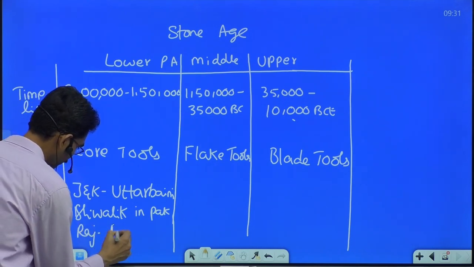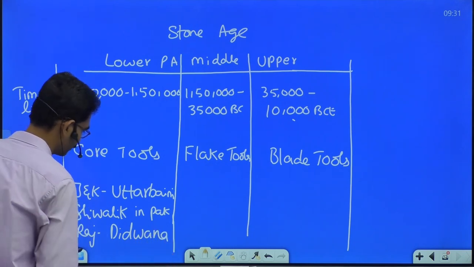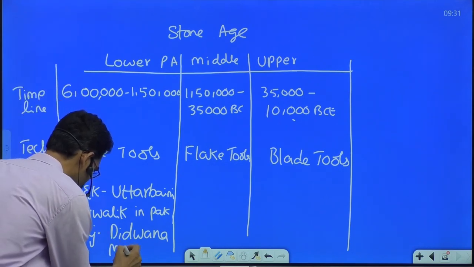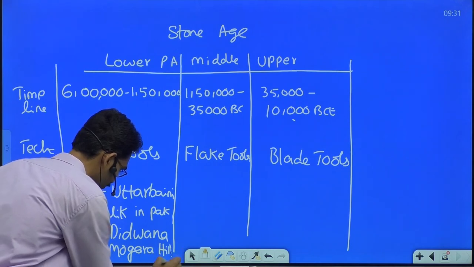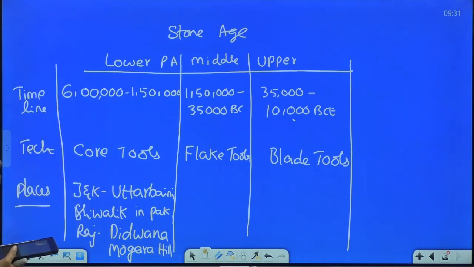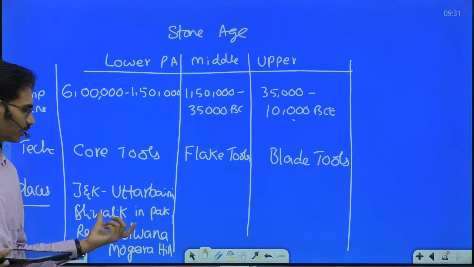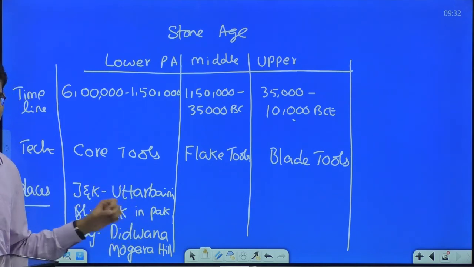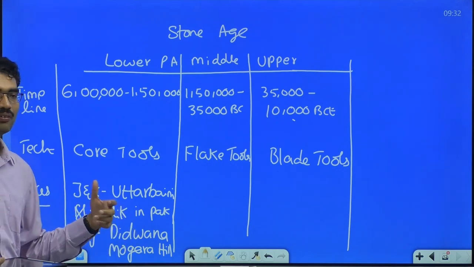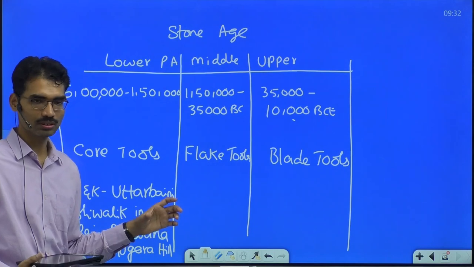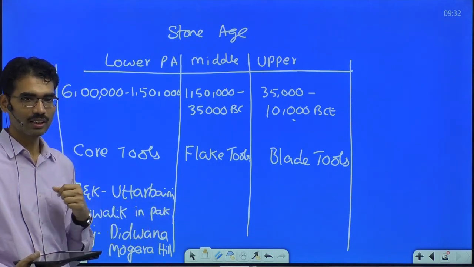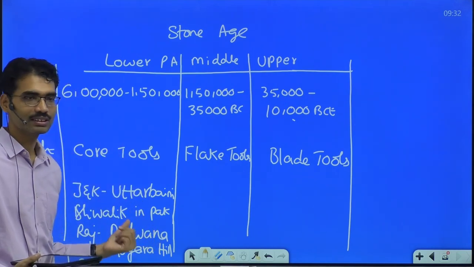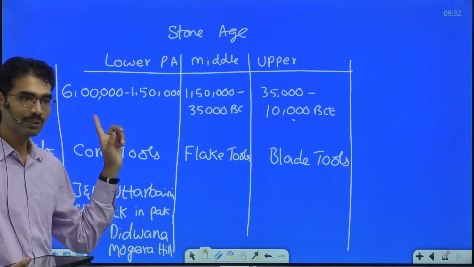In Rajasthan, Didwana, Mogara Hill. If you observe, present-day Rajasthan is desert area. But at this time, it was not a desert. And if you see the animal evidence, the bones identified in these locations, those animals live in thick forest area. That means, even though today it is desert, at that time it was not a desert.